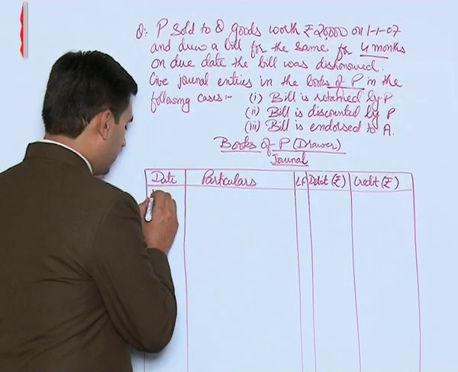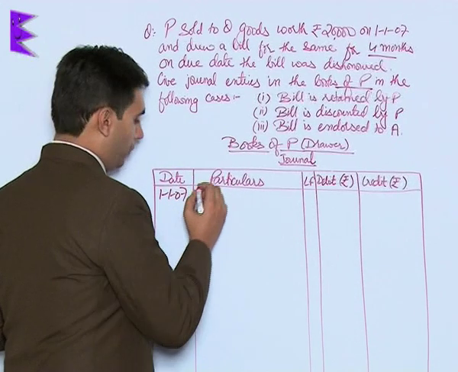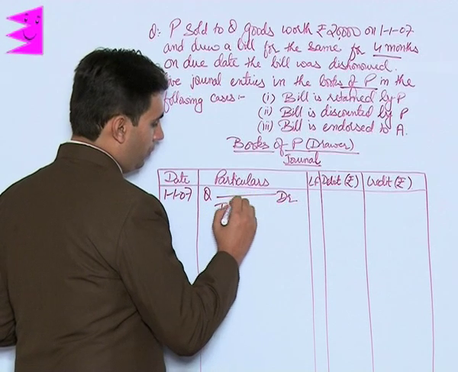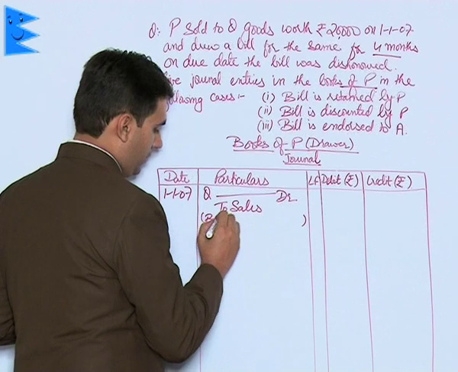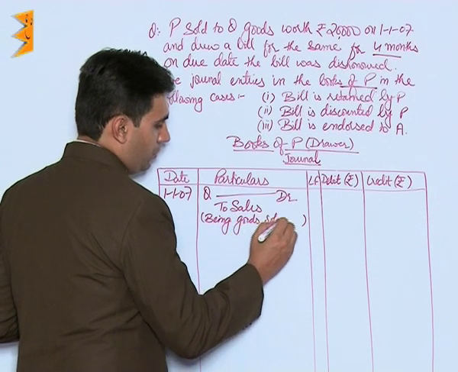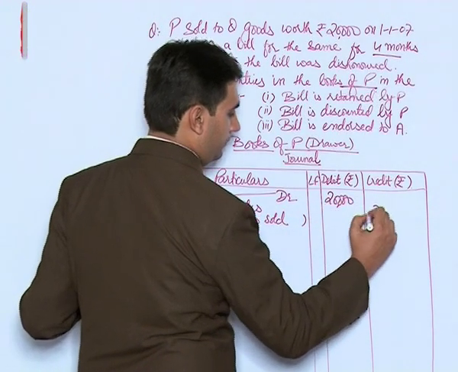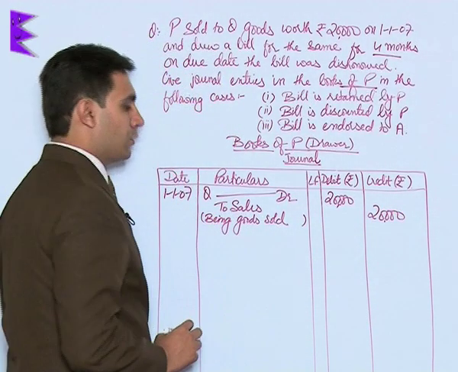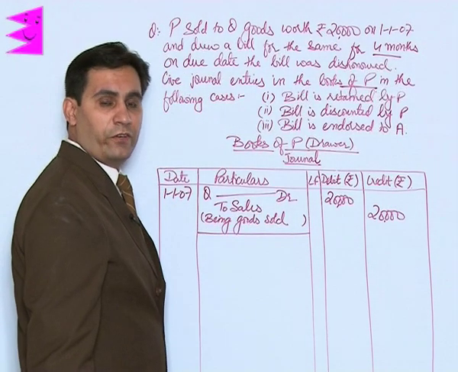So on first date, that is 1st January 2007, goods were sold to Q. Entry would be Q debited to sales, being goods sold, and the amount is 20,000. Now students, this entry records the effect of sale.